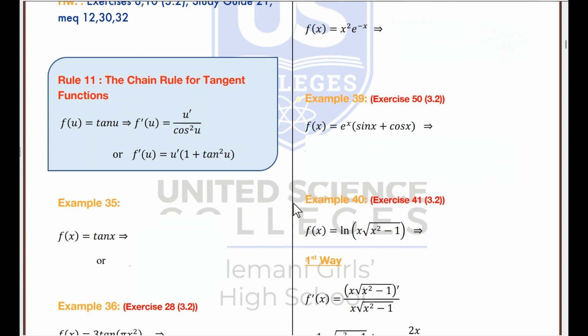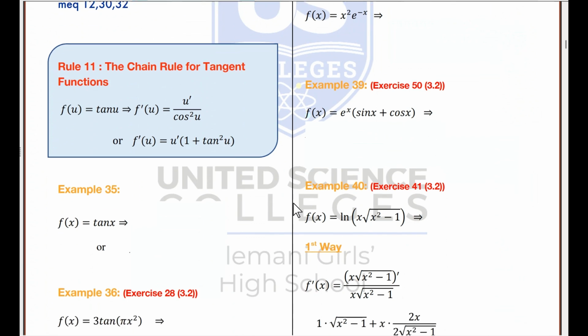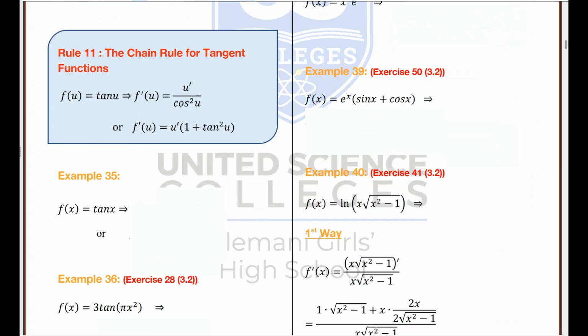Okay, last rule for trigonometric functions: the tangent function. We studied sine, cosine, and now tangent. So for the tangent trigonometric function, we have two rules depending on the question, depending on the options. We either use the one that has cosine or the one that has tangent. It's up to the question. So derivative of tangent is derivative of the angle divided by cosine squared of the same angle, or derivative of the angle multiplied by 1 plus tan squared of the same angle.